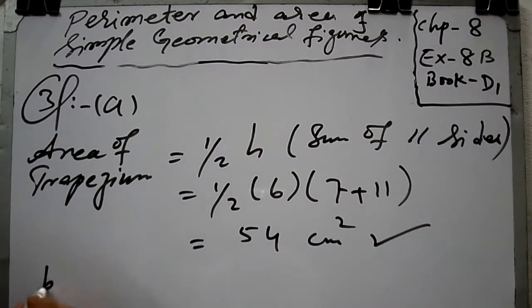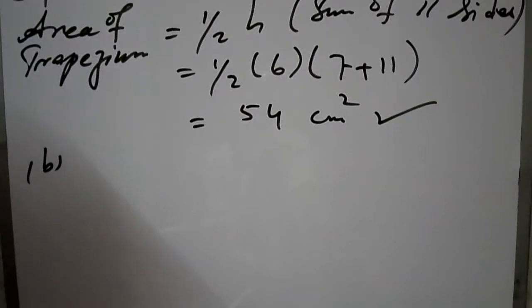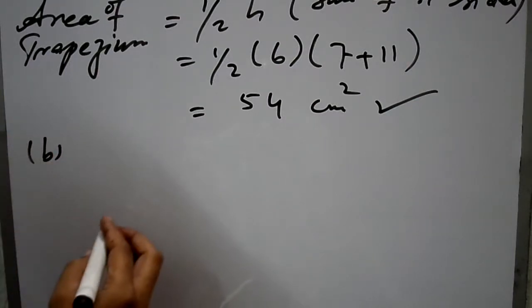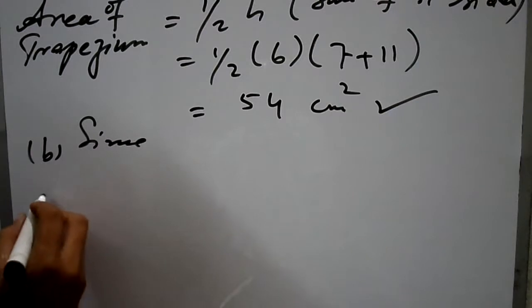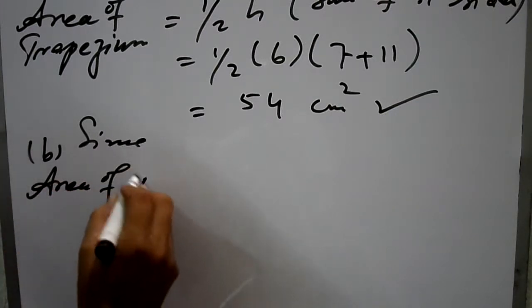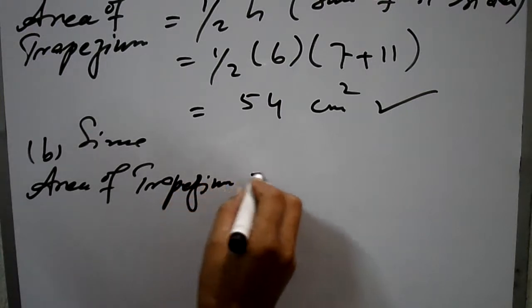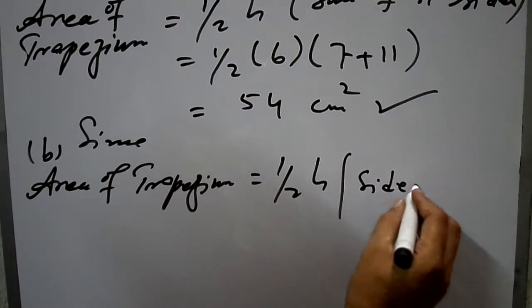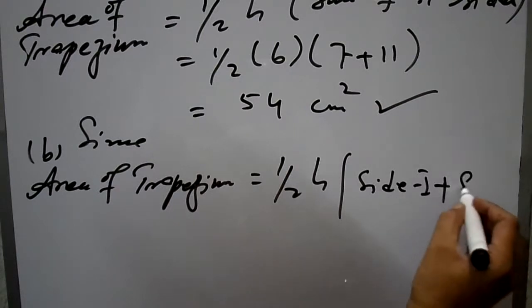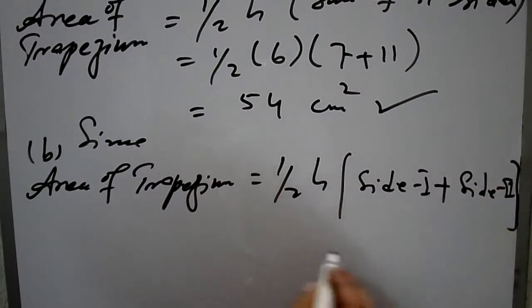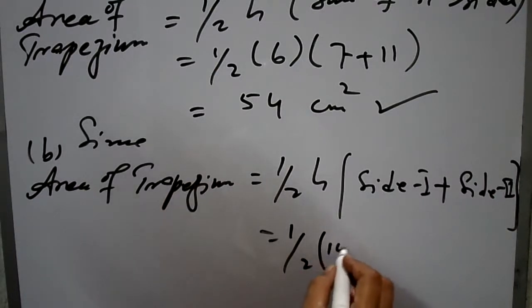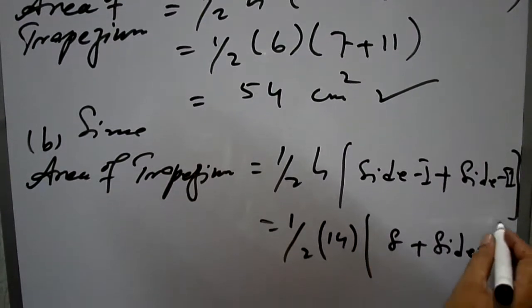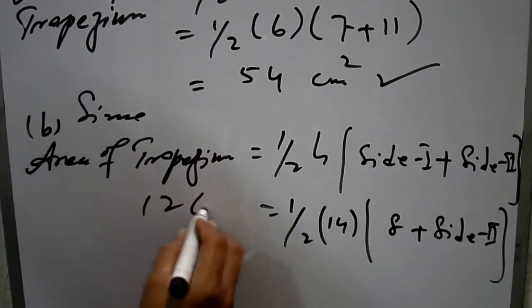The area of trapezium. In B portion, again we have to find the sides. So for example, one side is given to us and the second side we have to find. You know, area of trapezium is equal to half height into the sum of parallel sides, but one side is given, so suppose I say that is side 1 plus side 2. Height is given to us, and side 1 is 8, plus we have to find the second side, or side B. So what is the area of trapezium? That is 126, given to us.